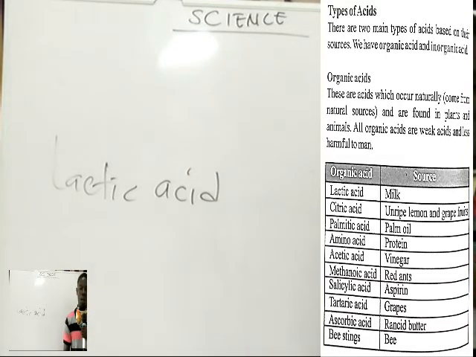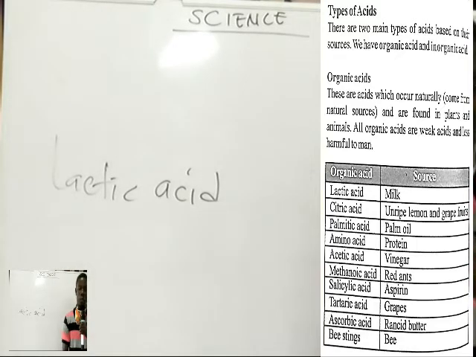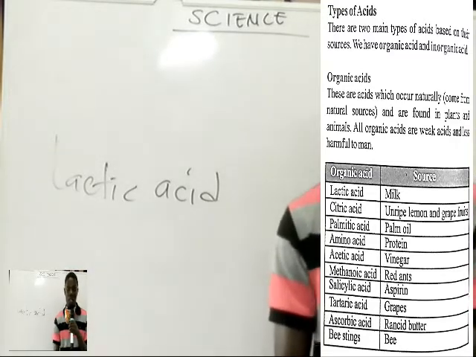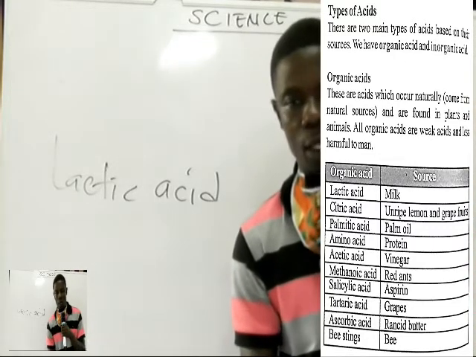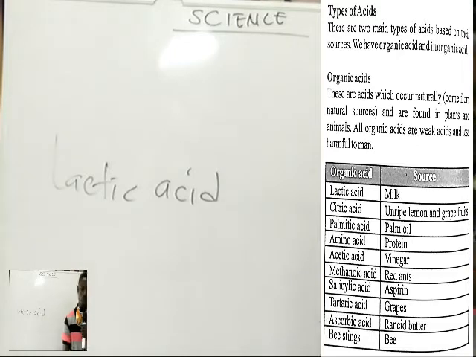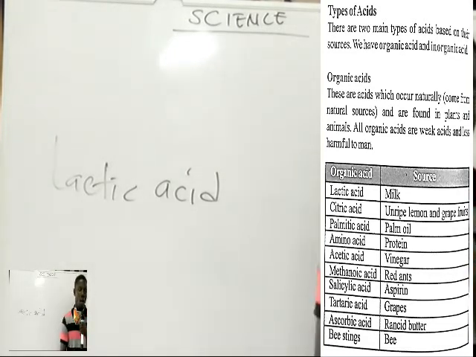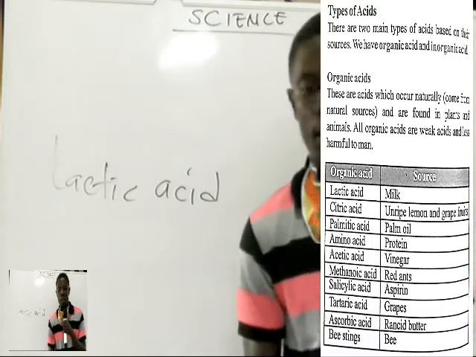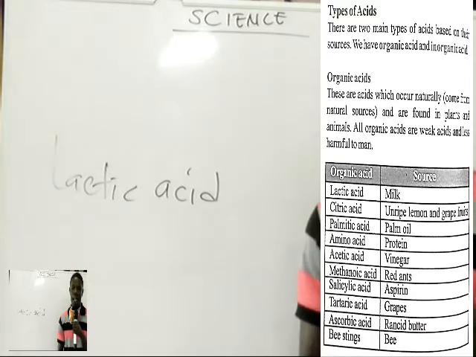I told you that organic acid are produced in nature. We can get it from animal source and plant source. Now, I hope if you are told to define organic acid, you can define it. Organic acid occur in nature, or they are naturally occurring acid. Take note of that. It can be found in plants and animals.